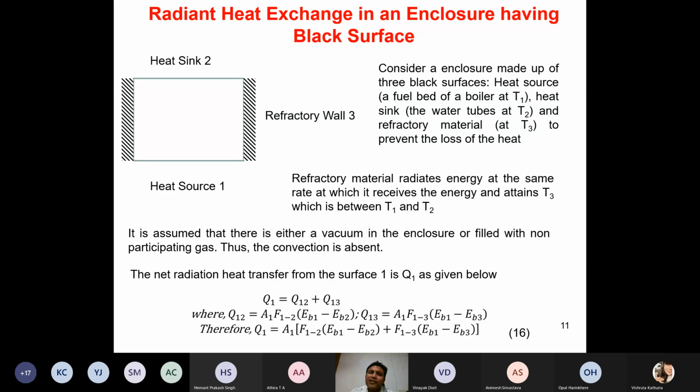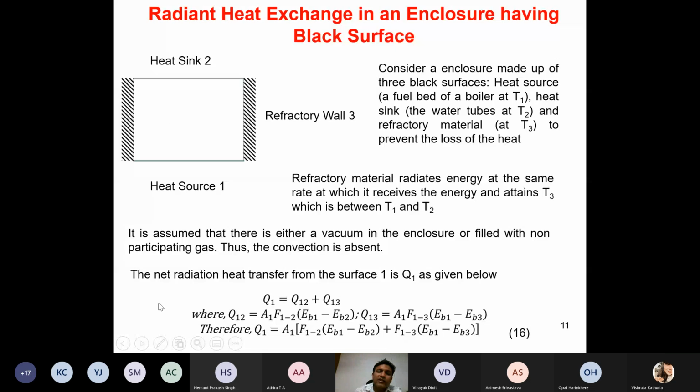Another simplification which we are making here is that between surfaces 1, 2, 3 there is a vacuum, and even if a gas is present, that gas is non-participative, so it is not participating in the radiation heat transfer. So there is no convection. That is what we are assuming. So we are assuming either there is a vacuum, or even if there is a gas, that gas is not participating in the radiation.